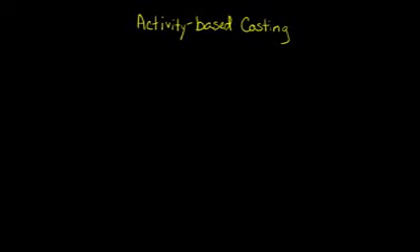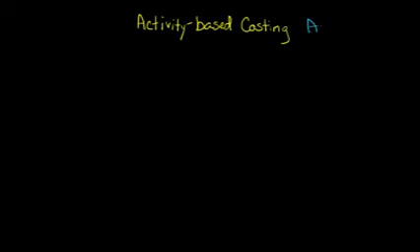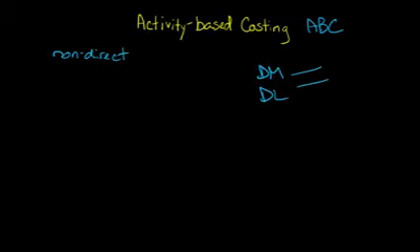In this video, we're going to talk about activity-based costing, which is sometimes abbreviated as ABC. With ABC, what we're looking at is non-direct costs. What we're ruling out is things like direct materials, direct labor, and the reason is that we can easily trace these costs to a product, to a division. It's not difficult for us to do that because they're direct costs.